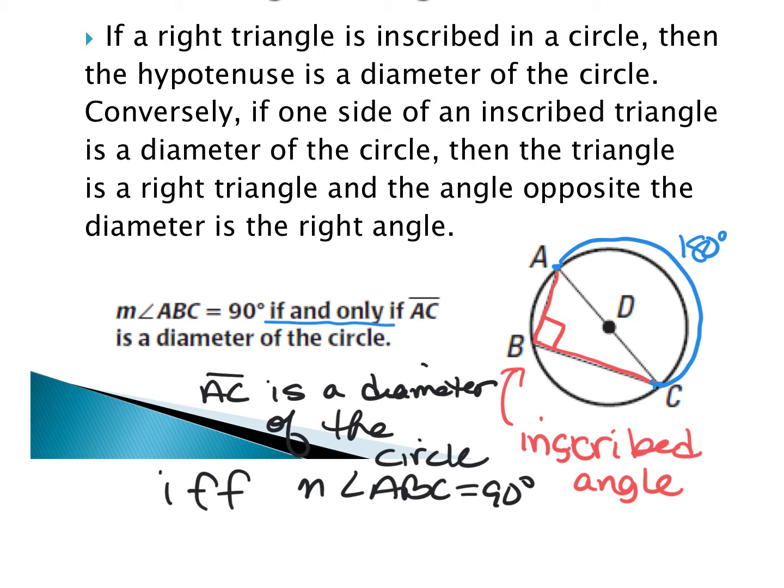So again, you can either start out by saying the measure of ABC is 90 if and only if AC is a diameter, or say it in reverse. AC is a diameter of the circle if and only if the measure of ABC is 90. Just remember that the measure of that inscribed angle will be half of its intercepted arc. And in this case, it's a semicircle, and you should know that a semicircle arc is 180. 180 divided by 2 is 90.